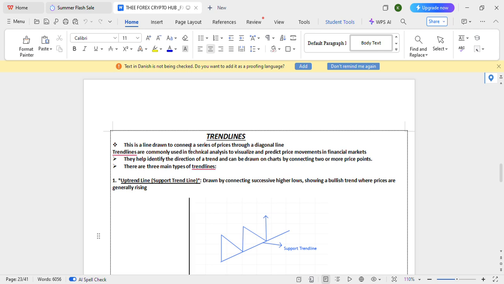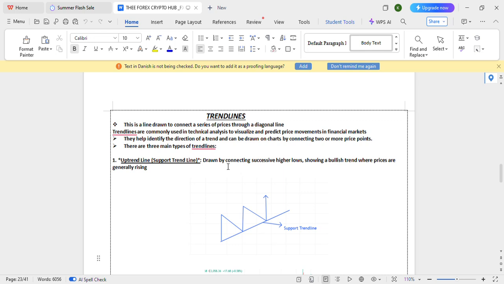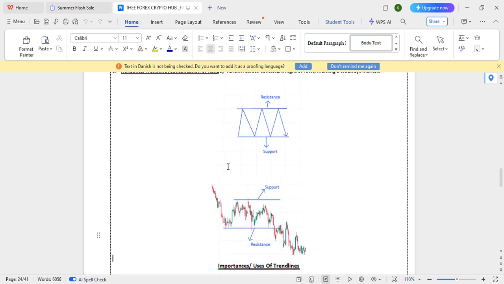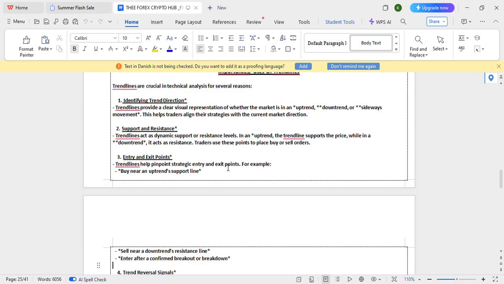Trend lines are commonly used in technical analysis to visualize and predict price movements in financial markets. They help identify the direction of a trend. They can be drawn on the charts by connecting two or more points, so you need at least 2 points for you to call it a trend line. And we have what we call support and resistance trend lines. We'll check on that.